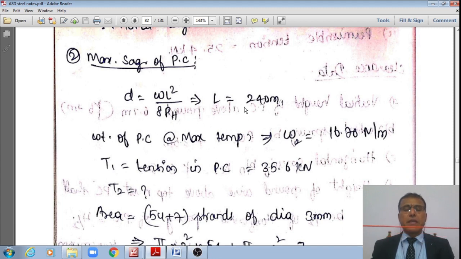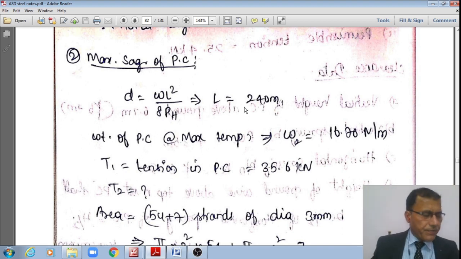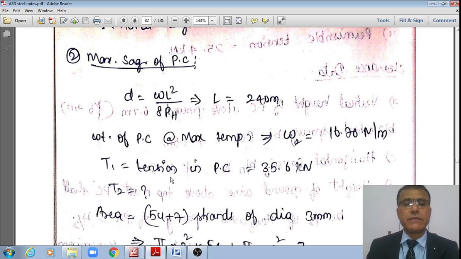And the tension in the power conductor, the maximum tension: if 35.6 kilonewton is applied to this, then this power conductor will break. That is how the maximum tension is defined. Actually, that maximum tension is given by T1. Maximum tension will be there when the temperature is minimum, at small T1.